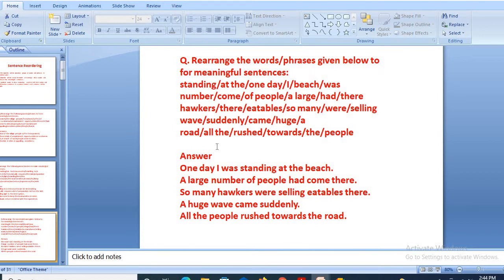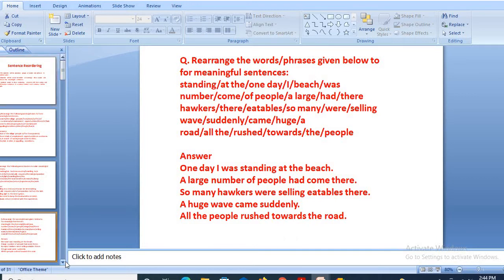Then see another one. This is slightly lengthy compared to this one, so let me explain this. It is written again: road, all the, rushed, towards, the, people. Again it is jumbled. So how will you frame it? See, all the people rushed towards the road. So in this way you have to do.